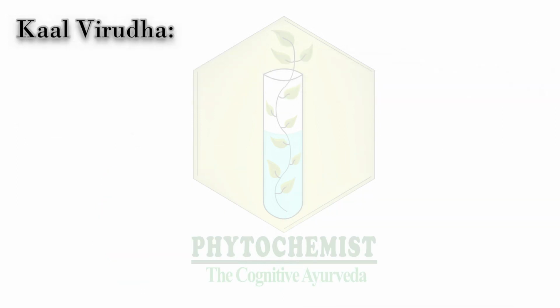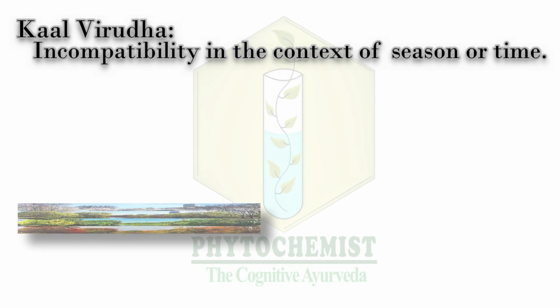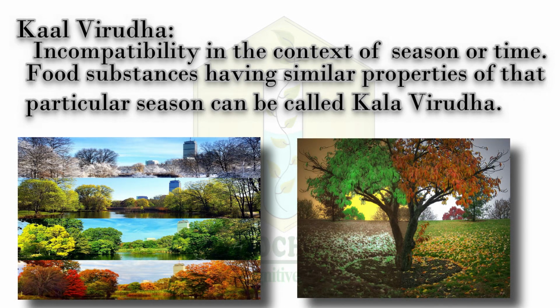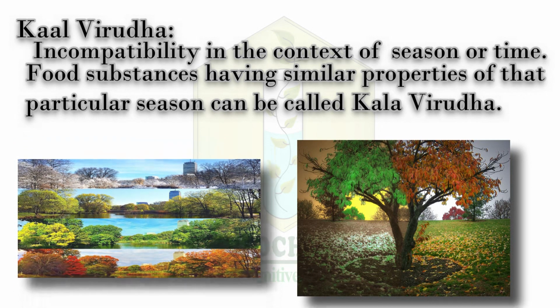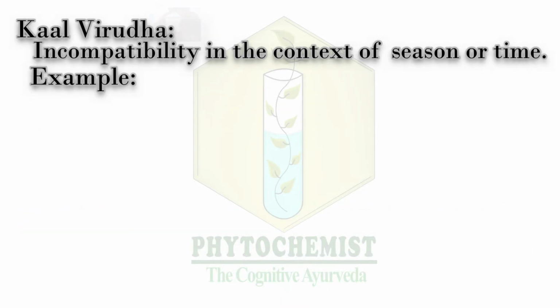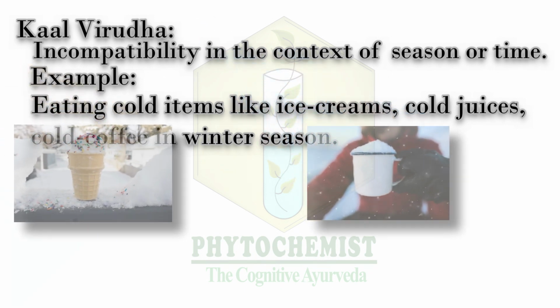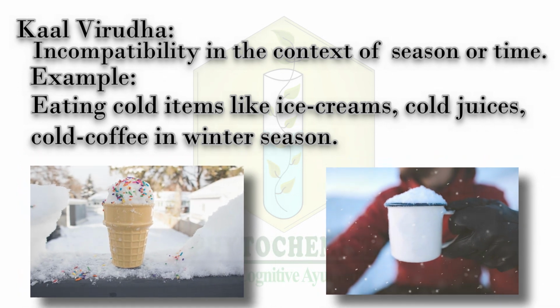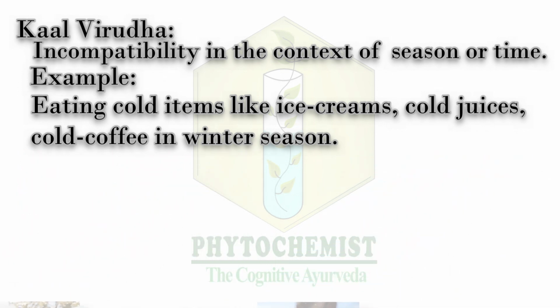The second one is Kala Viruddha. It can be considered as the incompatibility in the context of season or time. That is, according to Ayurveda, food substances which have similar properties to that particular season can be called Kalaviruddha. For example, eating cold items like ice creams, cold juices, cold coffee in the winter season. It is because the body has to work twice as hard to bring those food items to body temperature, which can cause serious digestive, respiratory and even neurotic diseases also.